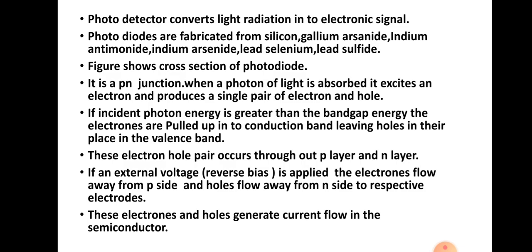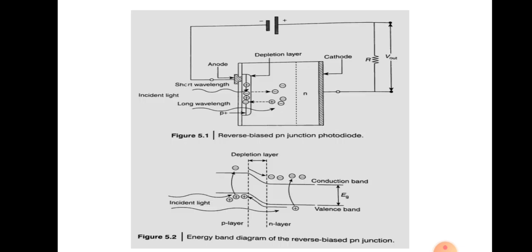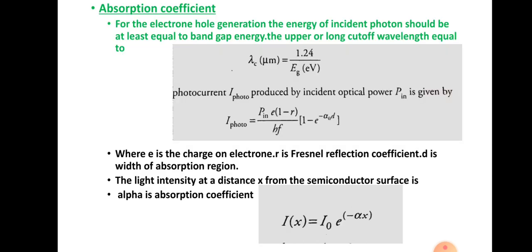If an external voltage is applied, the electrons flow away from the P side, and holes flow away from the N side to their respective electrodes, and these electrons and holes generate current in the semiconductor. So that is what happens in the case of a photodiode, and you should draw this diagram.